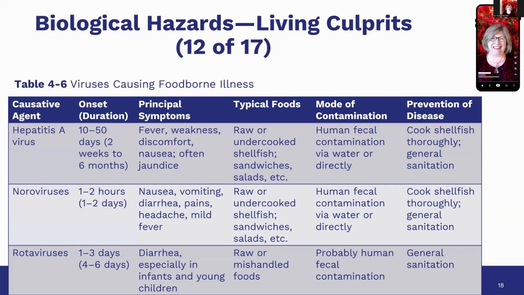Table 4-6 shows viruses causing foodborne illness. Let's take hepatitis A, for example. The onset, 10 to 50 days. That's a long period of time. You might not be able to trace that back. Duration, 2 weeks to 6 months. Principal symptoms, fever, weakness, discomfort, nausea, often jaundice. Typical foods, raw or undercooked shellfish, sandwiches, salads, often which are not cooked at all. Mode of contamination, human fecal contamination via water or directly. Prevention of the disease, cook shellfish thoroughly, and general sanitation. This is where we talk about hand washing.